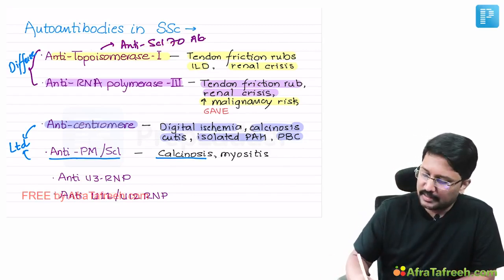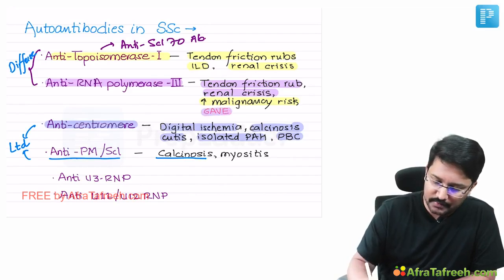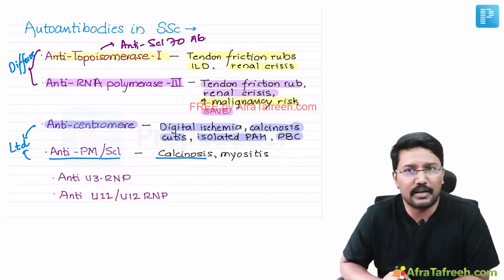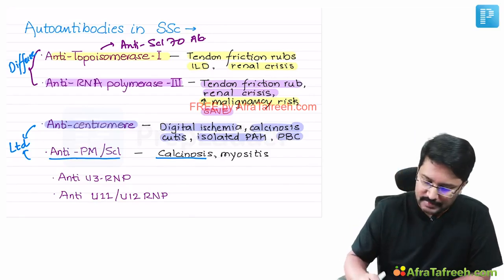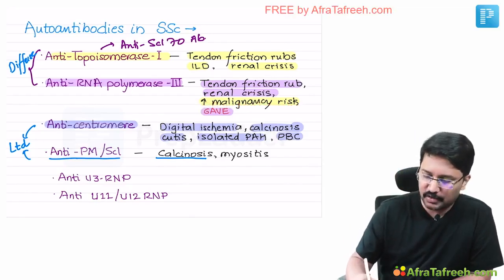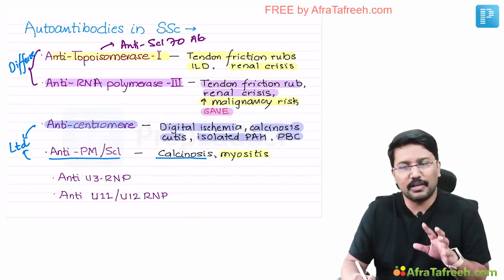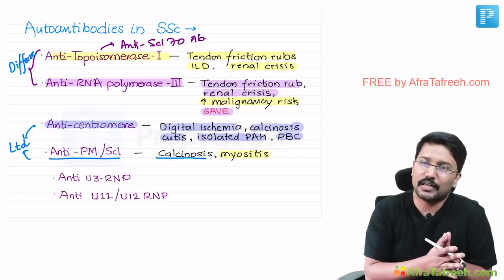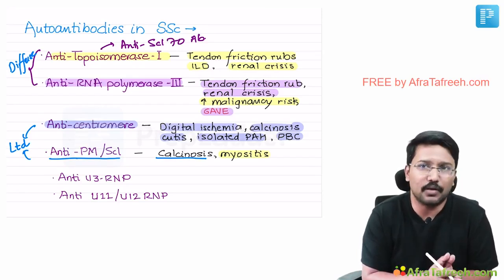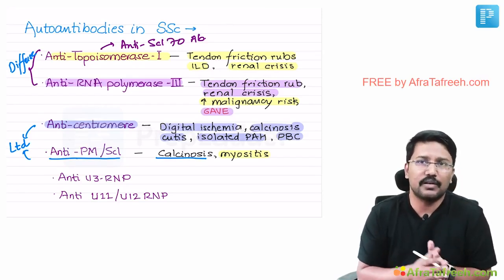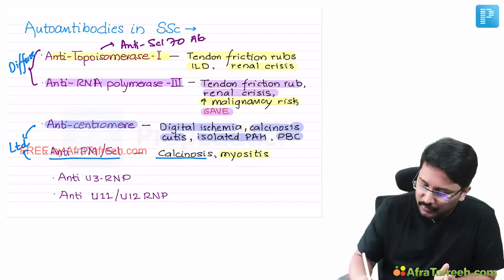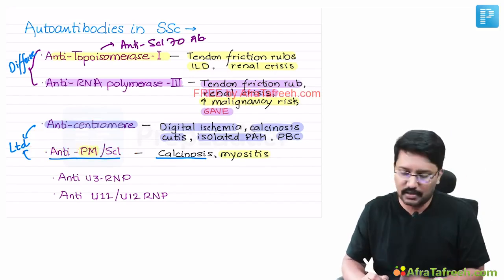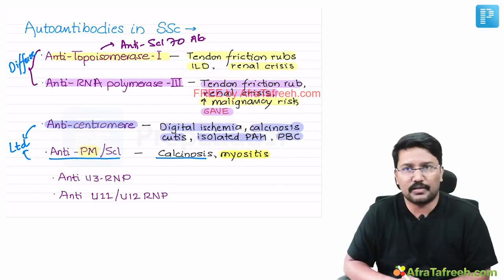Apart from that, gastric antral vascular ectasias, GAVE, again correlate with anti-RNA polymerase 3 antibodies. Similarly, they have also asked an MCQ about which antibody correlates with myositis. Remember, in systemic sclerosis, patients can develop both non-inflammatory myopathy and inflammatory myositis. Myositis correlates with anti-PM-SCL antibodies, and to make it easier to remember, just note that it has PM. You can mentally assume it as polymyositis, and that correlates with the risk of myositis.